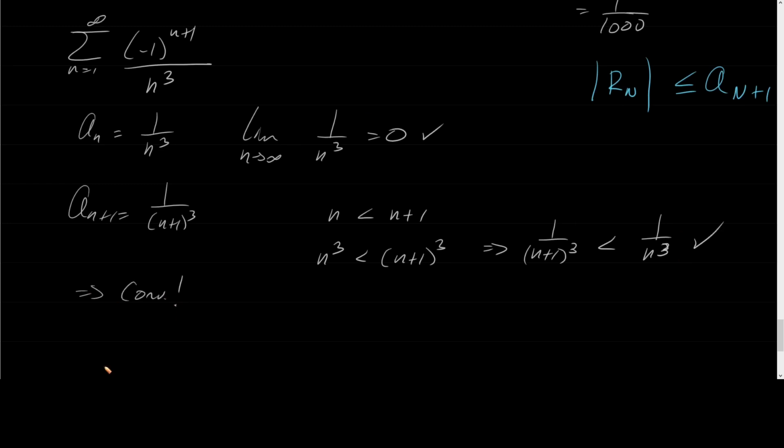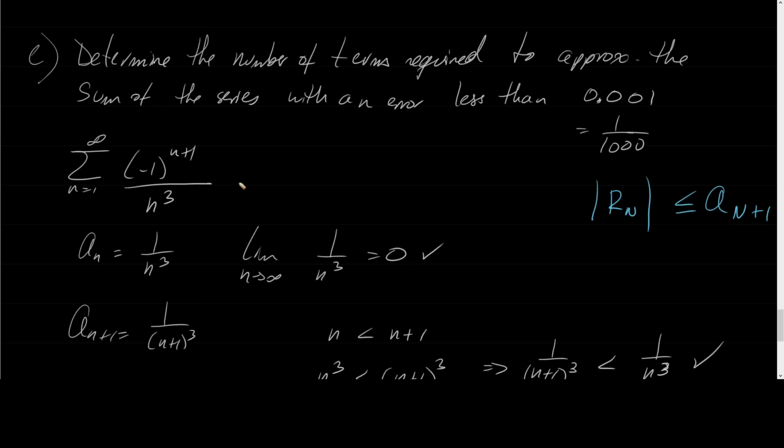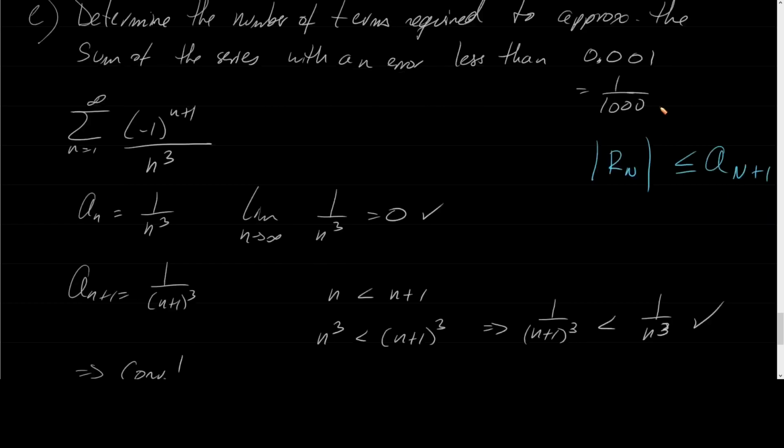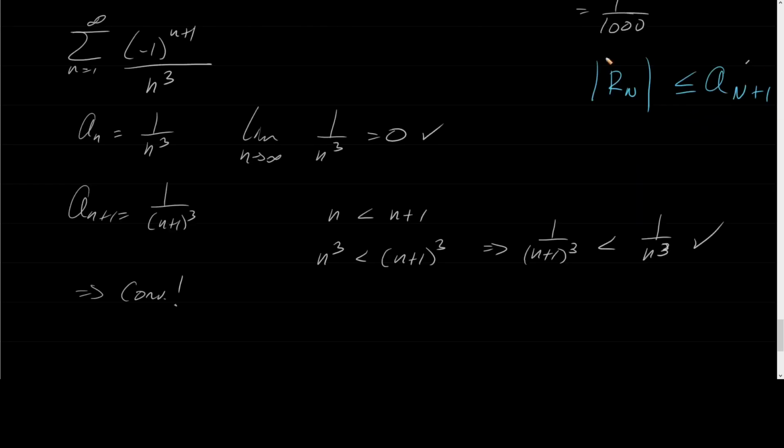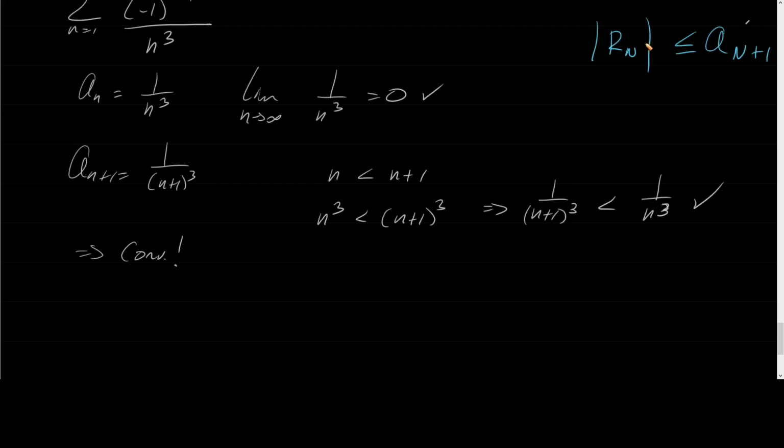But now that it's convergent, we want to figure out how many terms we would need to be within 1/1000th of the actual value. So again, I'm going to go back to this idea here, that remainder, which is less than a sub n plus 1, right? So let's see what that gives us. We want the remainder to be less than or equal to a sub n plus 1. But what is a sub n plus 1? A sub n plus 1 is 1 over n plus 1 cubed, right? We just found that here.